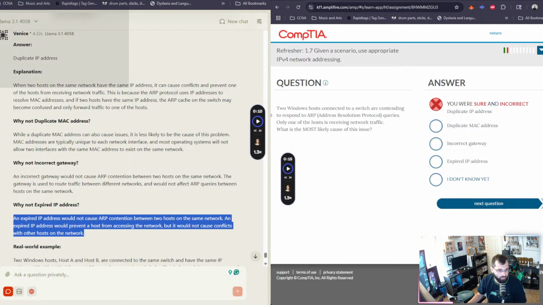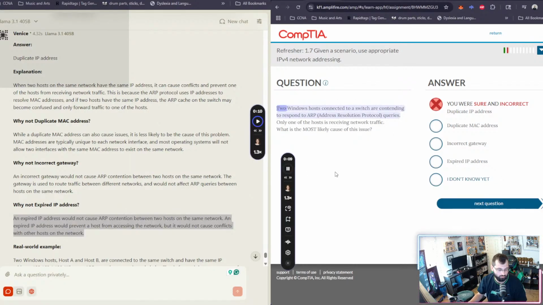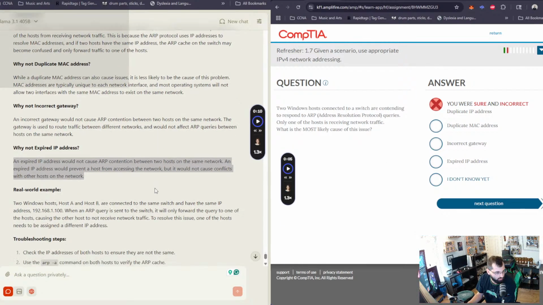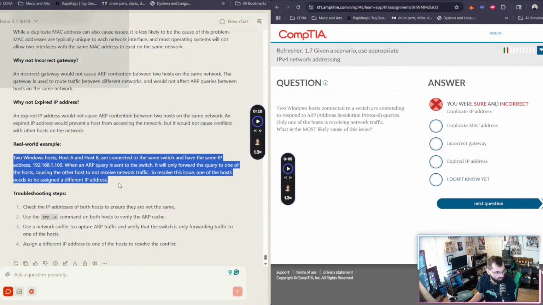Okay, so what is the actual question? Two Windows hosts connected to a switch are contending to respond to ARP, address resolution protocol, queries. Only one of the hosts is receiving network traffic. What is the most likely cause of this issue? I don't want to know why. It's going to tell me that it's an expired IP address. Let's look here.